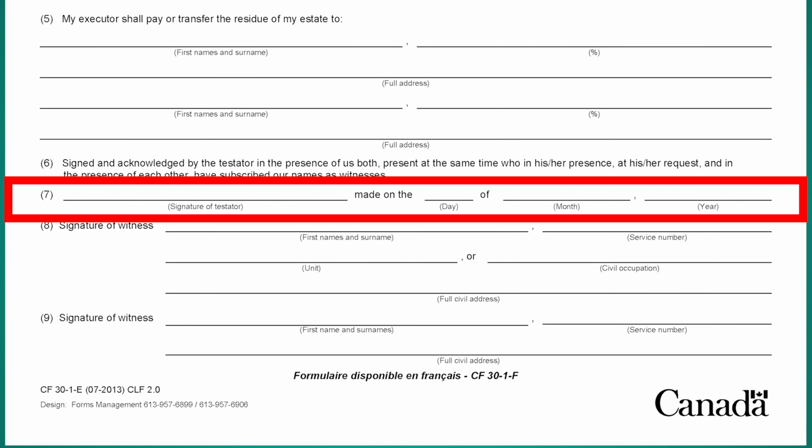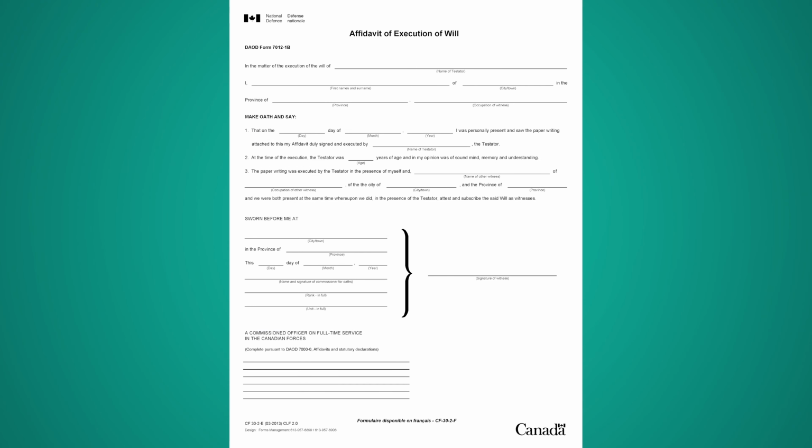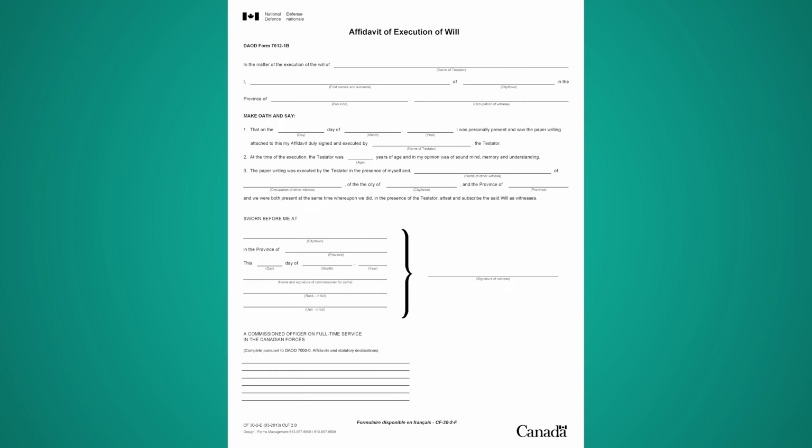Please sign in the appropriate field. Please initial in the lower right-hand corner next to the word Canada. On page 2, check all the information and initial in the bottom right-hand corner next to the word Canada. It is important to know that it is always better to have a notarial will if you have a lot of property or if you have children or dependents.